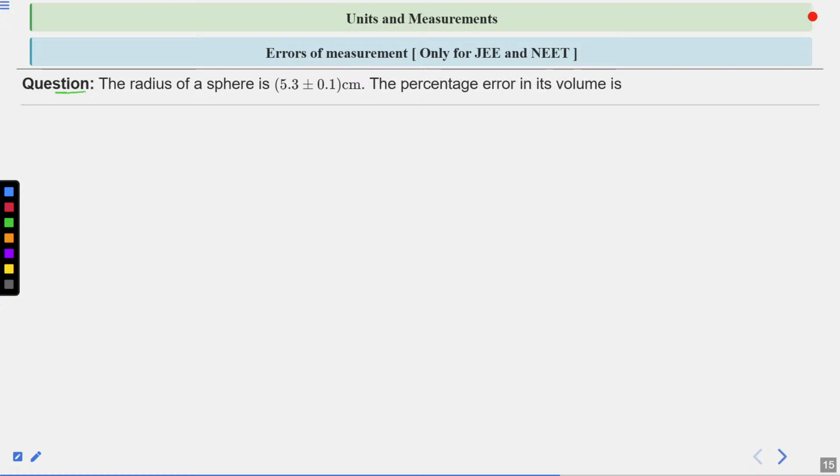Question. The radius of a sphere is 5.3 plus minus 0.1 centimeter. The percentage error in its volume is what? So here you have to find out the percentage error. Please solve.